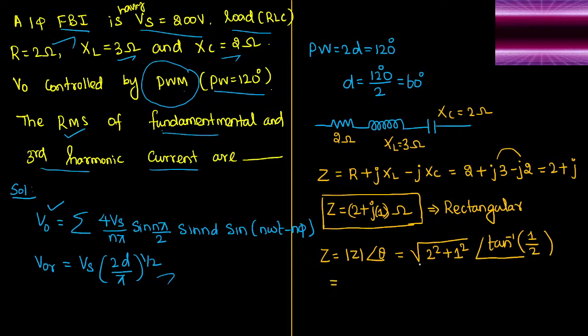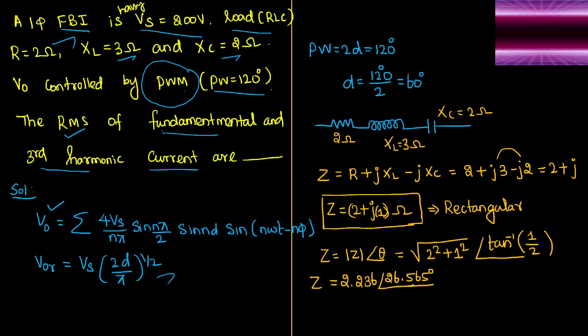Now, if you calculate 2 square plus 1 square, 2 square is 4 plus 1 is 5. The square root of 5 is 2.236. That is the magnitude. And for the angle we take 1 by 2, which means 0.5. Tan inverse of 0.5 will be 26.565 degree. Yes sir, I found the impedance clearly.